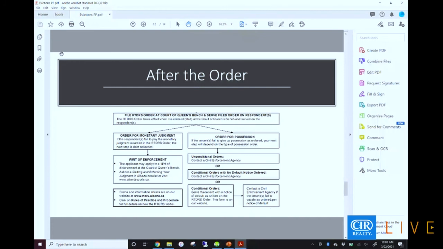And a conditional order is, let's say you're not trying to evict the tenant for non-payment of rent. Let's say, again, they're having too many parties and it's too loud. The court can actually issue a conditional order that says the tenant needs to keep the noise level down. And if they do, they can stay on the rental property. If they do not, then they can be evicted. So that is a conditional order. So you need to serve any order to the tenant, conditional or unconditional. And you need to go through those next steps as well.